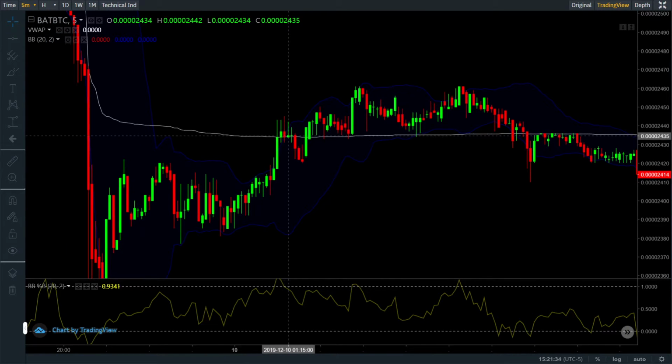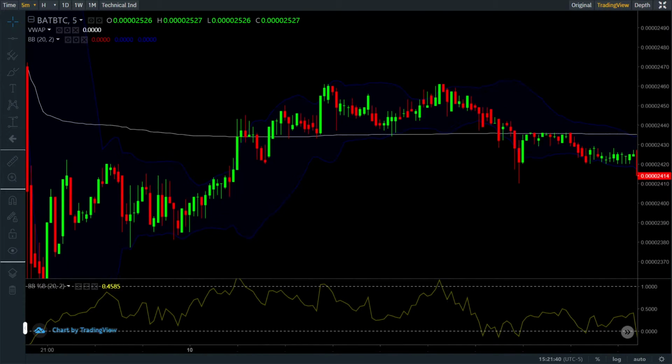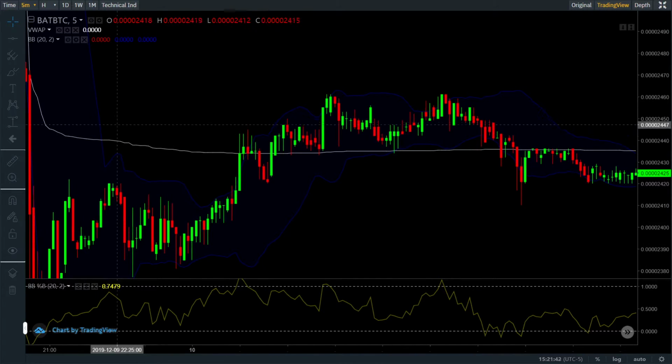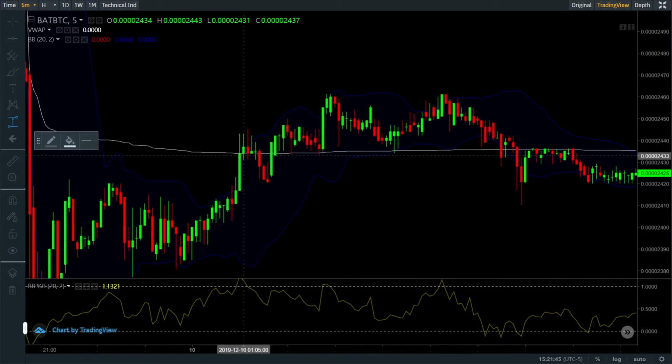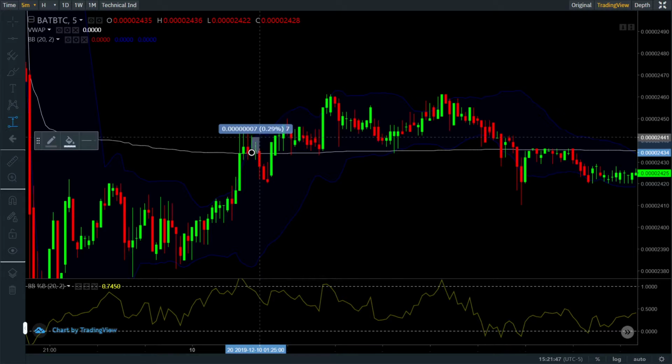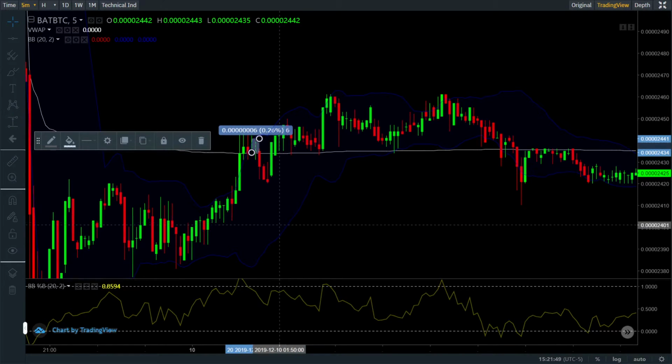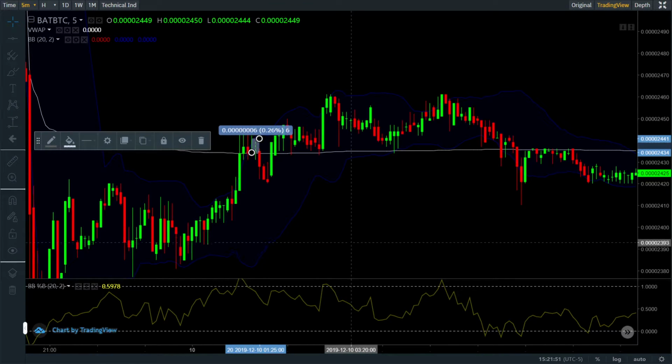Your VWAP and your top Bollinger Band are very close to each other. The amount of distance in between them is incredibly narrow. If we take the measurement tool here, it's 0.26% of a difference. That is too low. So in this scenario, yes, you're in a bullish condition, but your distance between the Bollinger Band, so your general take profit, can only be 0.26.